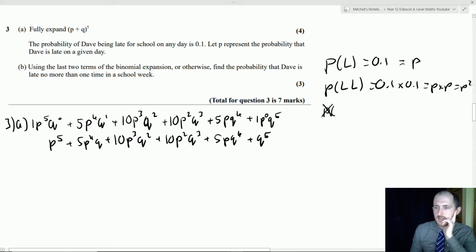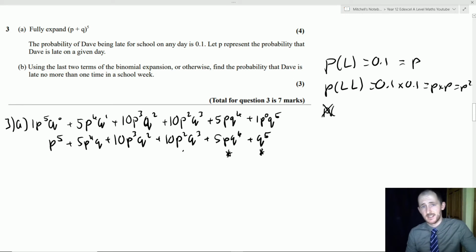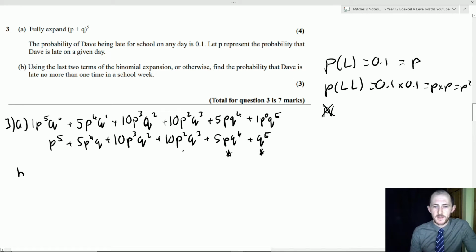So if I have a look at this, I'm looking for the terms where there are no P's, because he's not late at all. So that's this term. Or there's only one P, which is this term. That's why they gave you this hint, using the last two terms of the binomial expansion. Because in this one here, he's late twice, early 3 times, and so on. I hope that makes sense, because when we come to statistics, we have binomial distributions and things like that where this can come in, so it's useful to know.